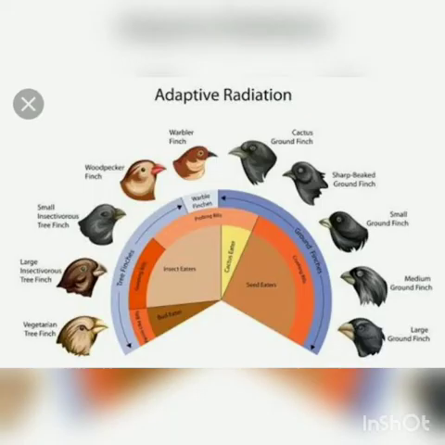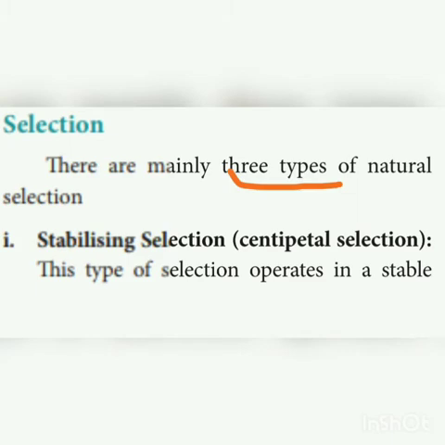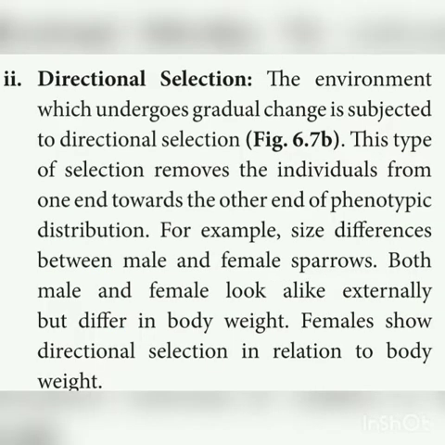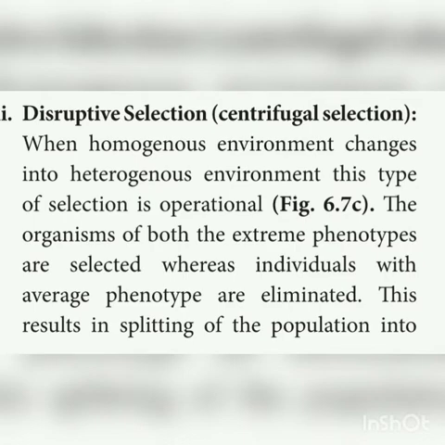And then in adaptive radiation, you have to know why the beaks are different in Darwin's finches. Why are the beaks different in Darwin's finches? Because of the genetic variation in the ALX1 gene in the DNA of Darwin's finches, right? And then selection; different types of selection are there. What is meant by selection? You have to write that, and there are different types of selection: stabilizing selection, directional selection, and disruptive selection. For this, if possible, you have to draw the graph also. Explain stabilizing selection, directional selection, and so on, with an example.